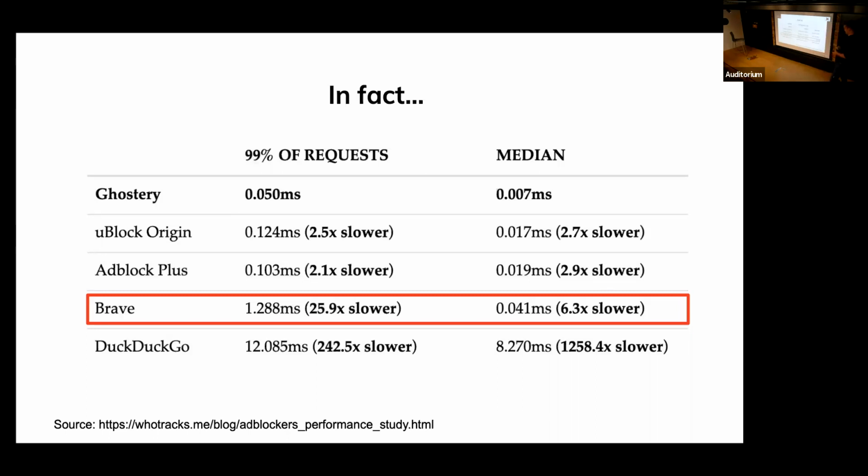But they also pointed out that Ghostery is the best, leading in terms of performance. And in their post, that's a screenshot from theirs with my highlight, Brave is an order of magnitude slower. Now we're talking microseconds here, so it's not adding seconds to your page load times. But still, I would say it's embarrassing at best.